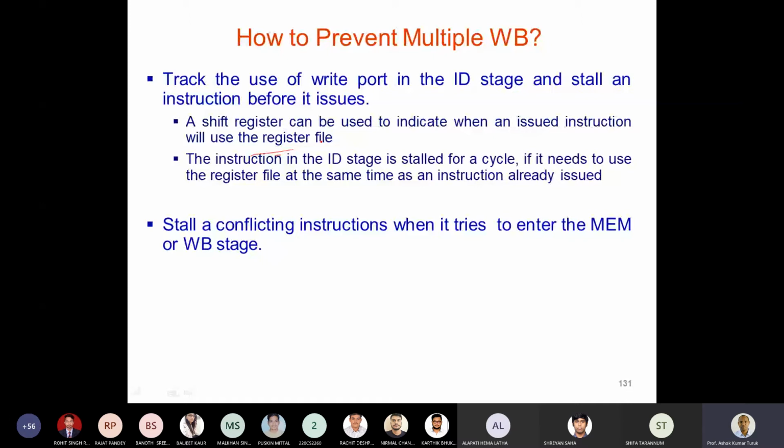The second way of doing it is to stall a conflicting instruction when it tries to enter the memory or write back stage. So you allow the execution of the instruction, but when it tries to enter the memory and write back stage, then you stall it. Now here, checking for the conflict is easy. If you have the instruction in the memory stage, you check whether it is conflicting with any of the instructions. So it is very easy. But the problem is stalling the instruction. If you are stalling the instruction, that means there are already instructions in the execution stage.